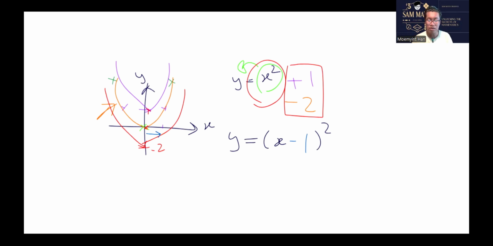Let's say instead of subtracting 1, what you do is add 2. Adding 2, in the opposite manner, we can think of as moving the graph along the negative axis 2 units. So the new graph will look something like this. So this is what's going on here.